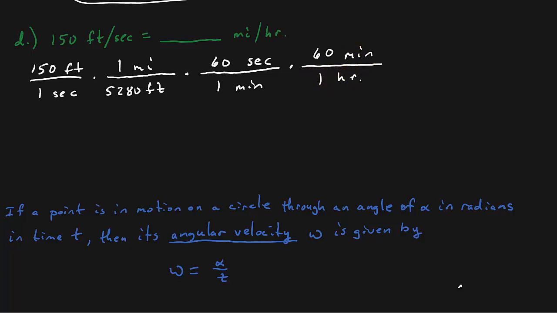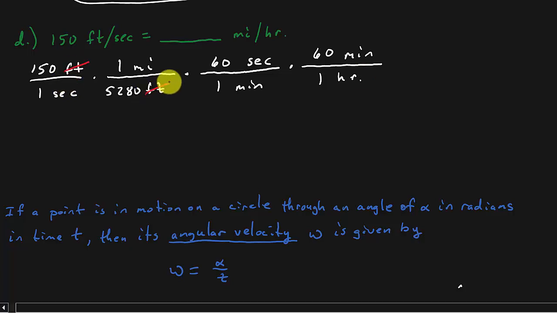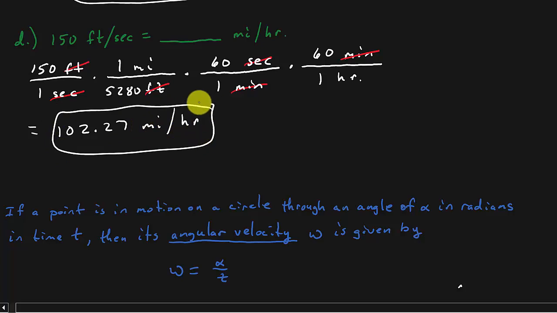And so let's see what all cancels. Feet cancel, the seconds cancel, and the minutes cancel. And you can see we're left with miles per hour. And so once we multiply all this out, 150 times 60 times 60, and then we divide that by 5,280, we get 102.27, and that's miles per hour. And there's your answer. All right, so all that was on the first problems was converting. How do you convert from one to the other? That's going to come in real handy when we're doing these angular and linear velocity problems.